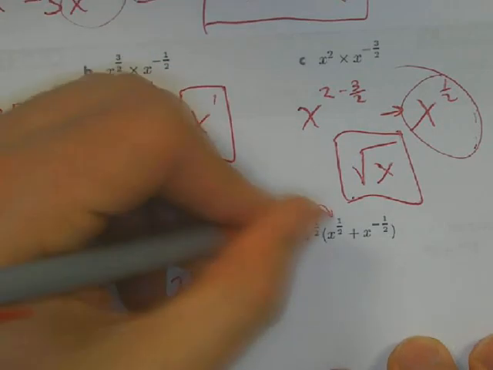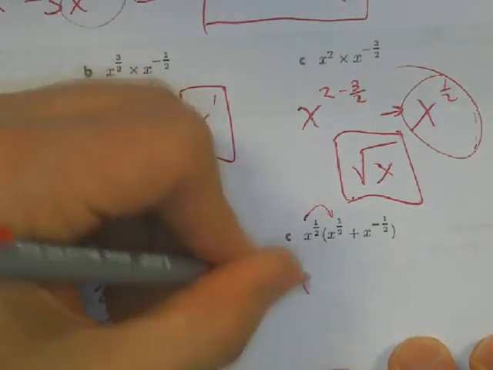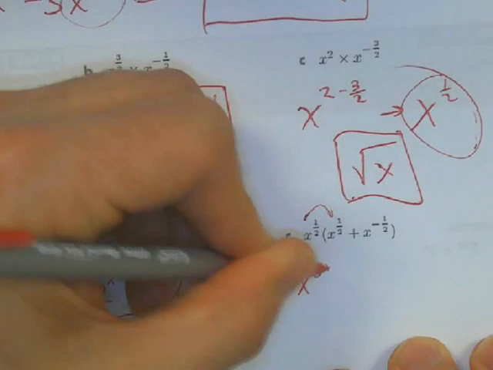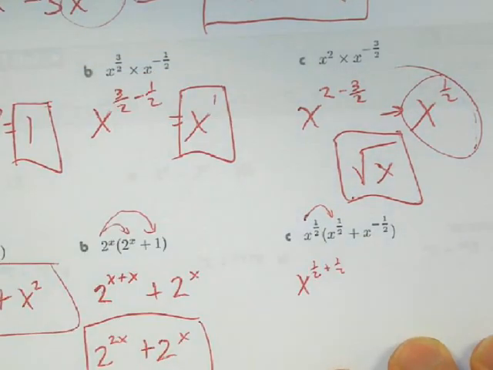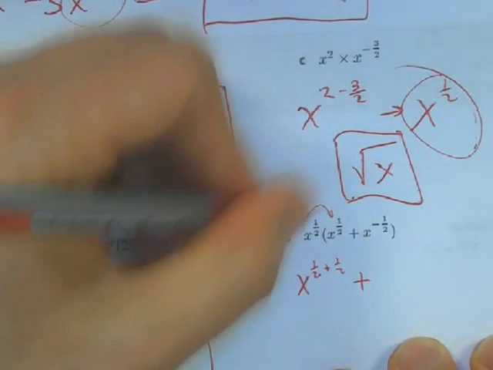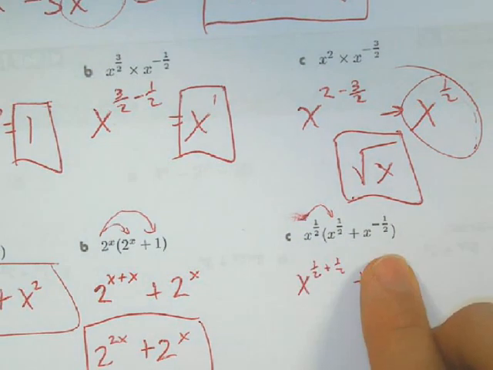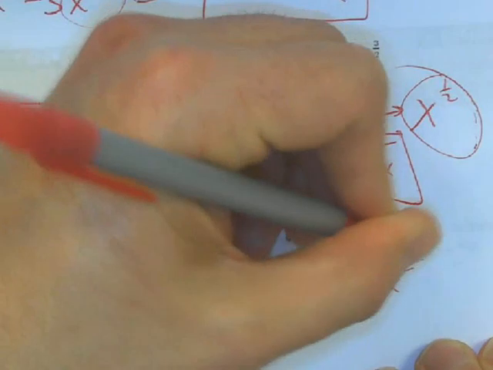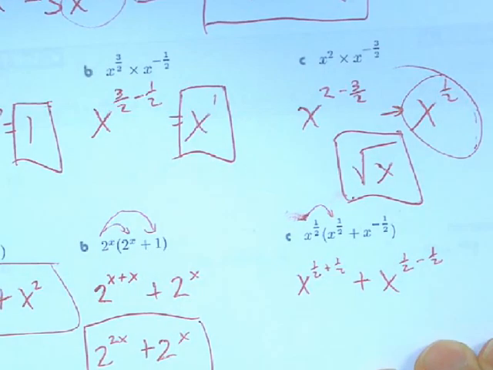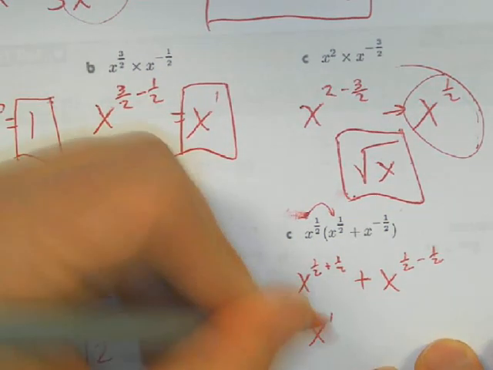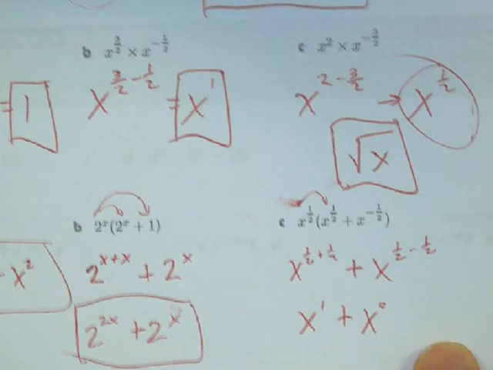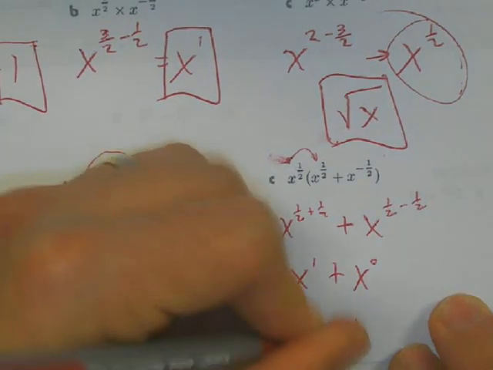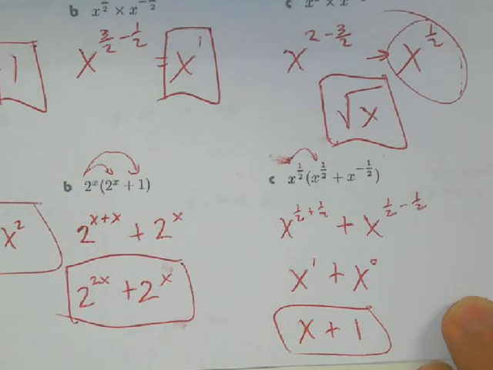Let's do one more. X to the 1 half times x to the 1 half is going to give me x to the 1 half plus 1 half there, adding those powers together. And then x to the 1 half times x to the negative 1 half, we're going to add those powers together. Okay, and this is going to simplify to x to the power of 1 plus x to the power of 0, which is just x plus 1.